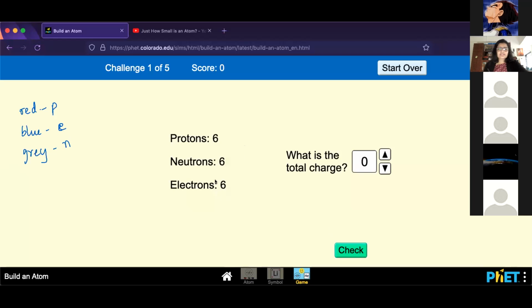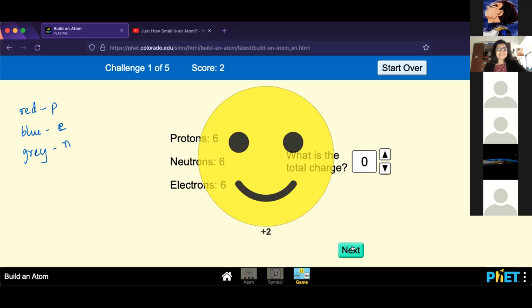Protons 6, neutrons 6. What is the total charge? 0. 0, right? Anybody else? Look, I need a clear majority, so I'm not answering till I get that majority. Aryan, Swayam have said 0. Yes, ma'am, it will be 0. Clear majority. Nice.